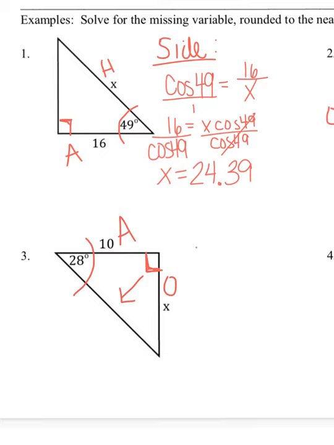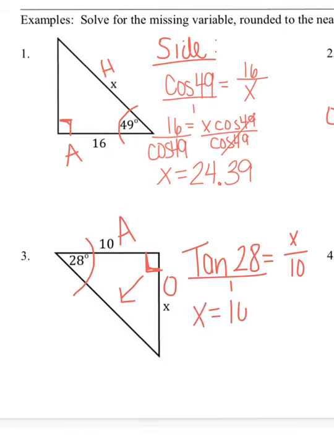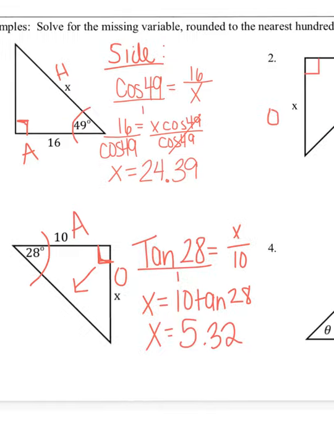So here, O and A, that would be tangent. So the tangent of 28 degrees. It's always the sine, cosine, or tangent of the angle. So tangent of 28 degrees equals opposite over adjacent. Put this over 1. You're looking for a side, so you cross multiply. You get x equals 10 times the tangent of 28. So in the calculator, you type in 10 times tangent 28. That gives you 5.32, rounded. Okay?